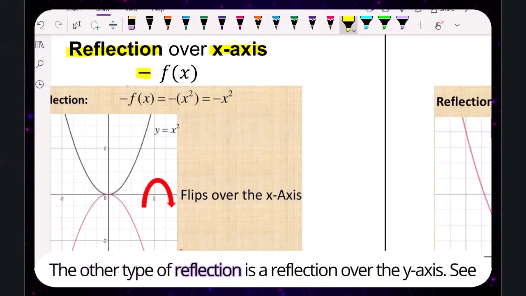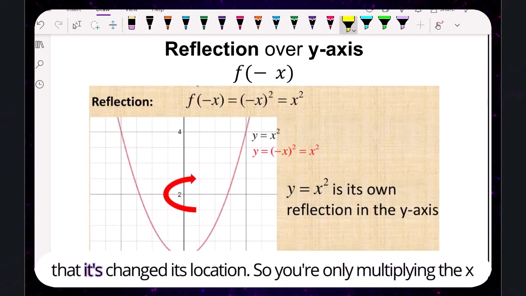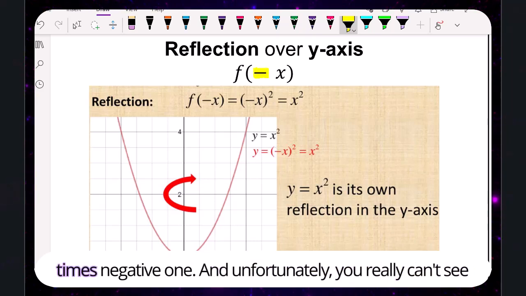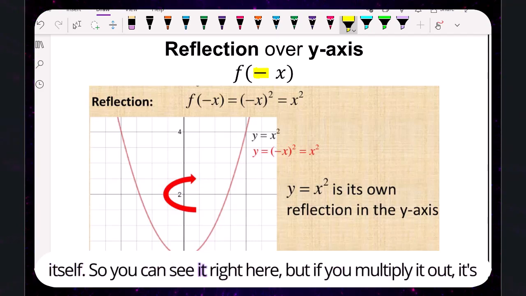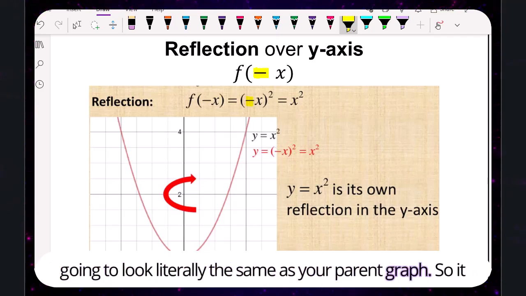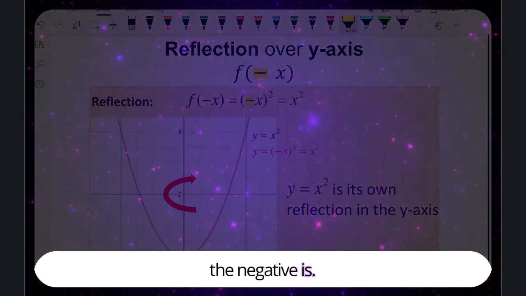The other type of reflection is a reflection over the y-axis. See that it's changed its location. So you're only multiplying the x times -1. And unfortunately, you really can't see this on a graph. You can only see it written in the equation itself. So you can see it right here, but if you multiply it out, it's going to look literally the same as your parent graph. So it does kind of rotate over that y-axis. So pay attention to where the negative is.